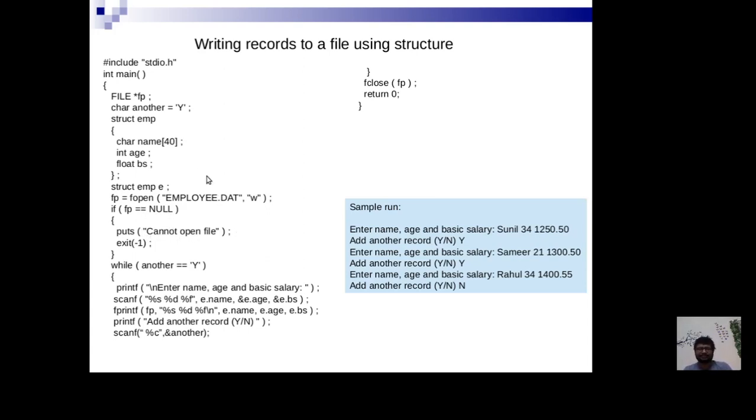Otherwise, while another is equal to the constant character capital Y, this character variable indicates whether the user has another record to enter. So we are assuming that the user has at least one record to enter. Another is initialized to the constant Y character.